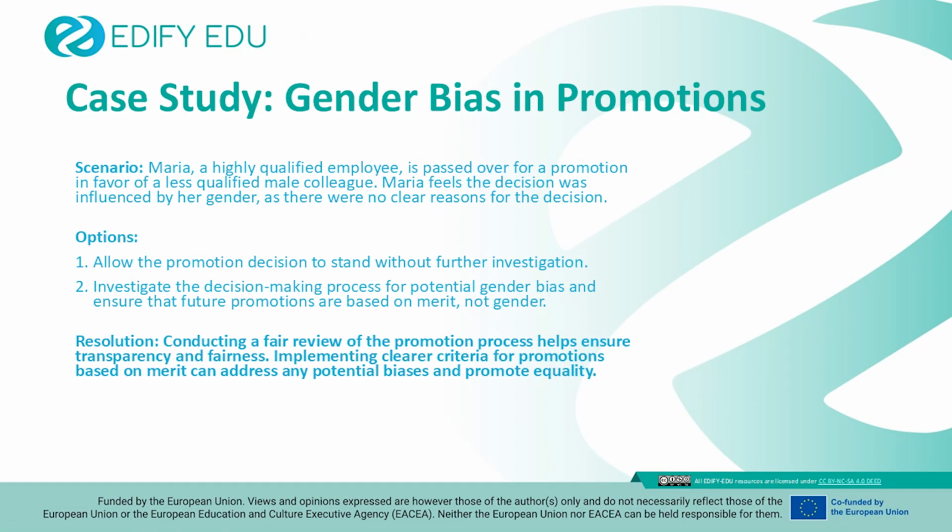Case study: gender bias in promotions. Scenario: Maria, a well-qualified employee, is passed over for a promotion in favor of a less qualified male colleague. Maria suspects that gender bias played a role in the decision. Options: 1. Accept the promotion decision without further investigation. 2. Investigate the promotion process for potential gender bias and ensure merit is the deciding factor for future promotions. Recommended action: an investigation into the promotion process should be conducted to ensure fairness. Clear and merit-based criteria should be established for future decisions to promote equality and transparency.